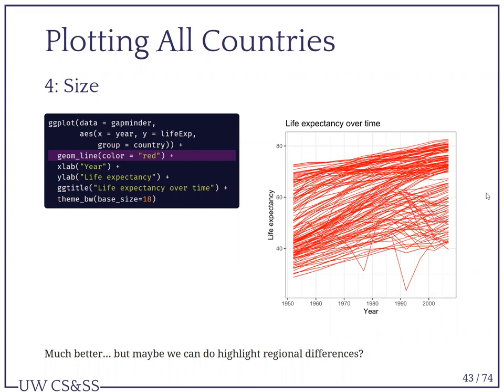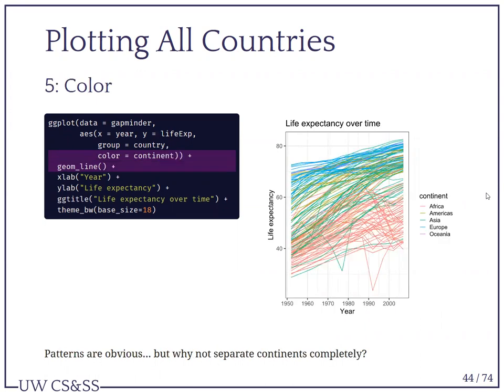But maybe we would want to highlight regional differences, because right now all we have is red and it's very difficult to tell. So one thing we could do is, instead of color equals red, map color to the continents, and we get to see some relationships just by setting the colors in the groups.